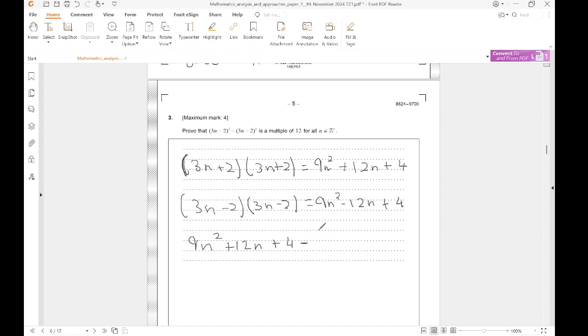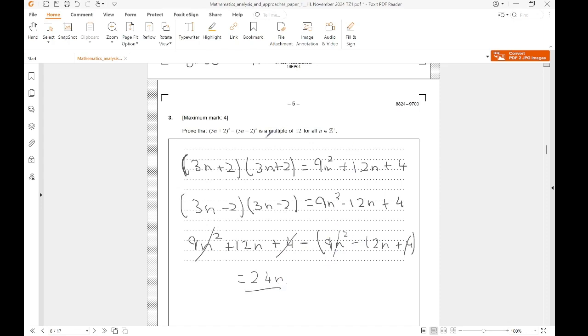So if we do 9n squared plus 12n plus 4 minus the entire thing, 9n squared minus 12n plus 4 here, we get this cancels with this. This minus and minus make a positive, so you get 24n down here, because this adds with this once this becomes positive, right? And then these two cancel out. So you should get 24n.